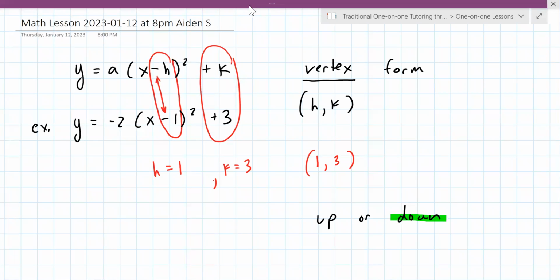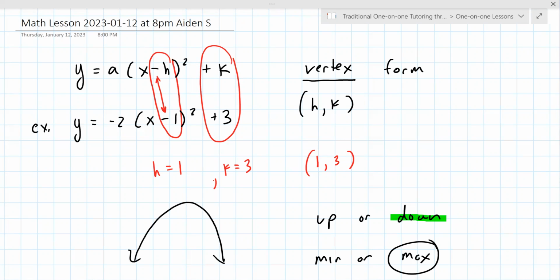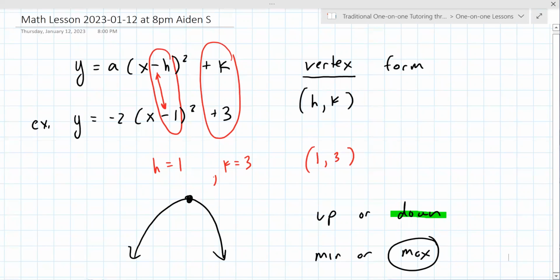Does that mean this quadratic has a min or a max? Max. Yes, max. And sometimes what you see students doing is they start drawing it. They're like, oh, it opens down, so therefore it must have a max. All right, let's try one more of these before we move on to a different form.